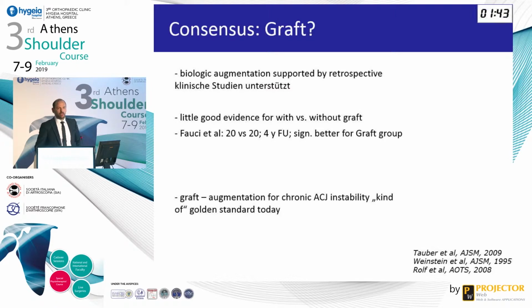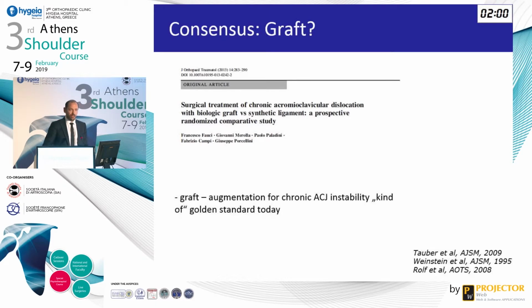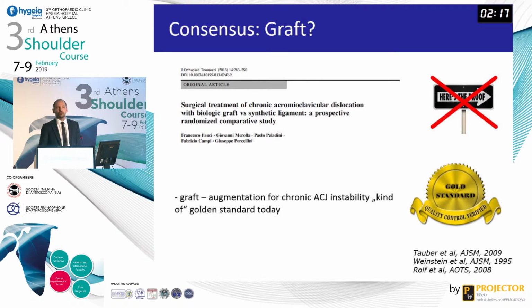Is there a consensus about graft? Do we need a graft? Biologic augmentation is supported by retrospective clinical studies. There is little good evidence with or without graft, and there is only this one study by Fauci et al., and they showed on 40 patients that the biological augmentation in 40 chronic cases was superior to a synthetic ligament. There is not much more than this, but we're all using the graft. I think in 2019 there is a kind of golden standard towards a graft for the chronic, and I think everyone is using it. But the literature doesn't support it clearly.